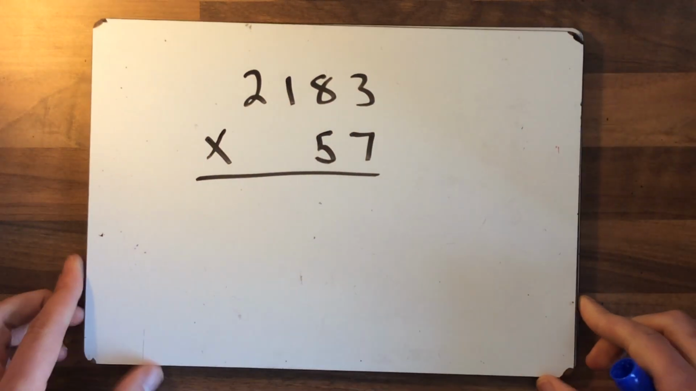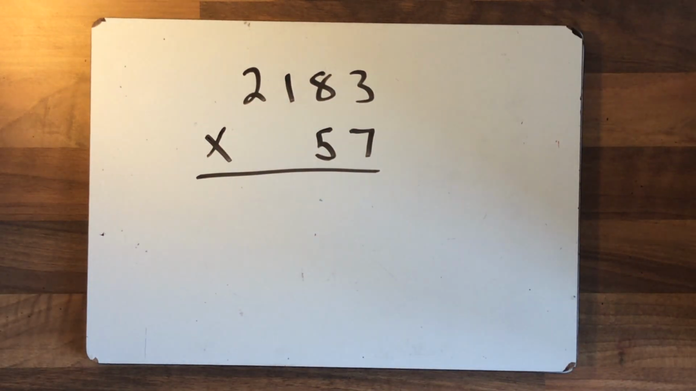Okay then, Year 6. So I'm about to pause the video there. Could you have a go at solving this one? 2,183 times by 57. Could you have a go at solving that one for me?